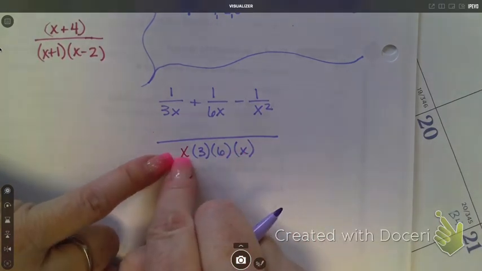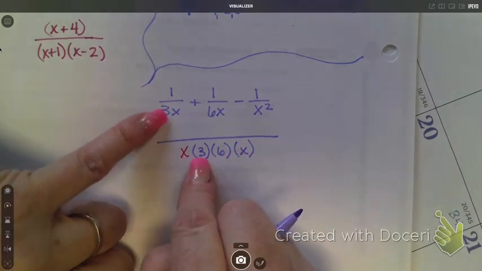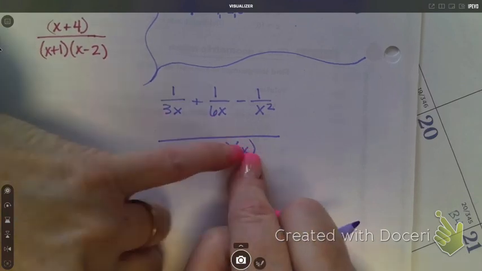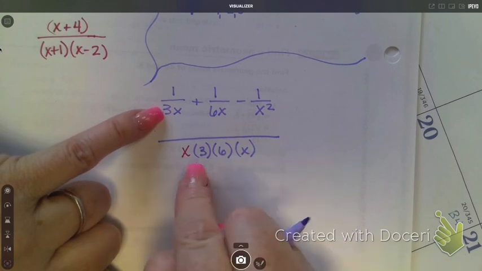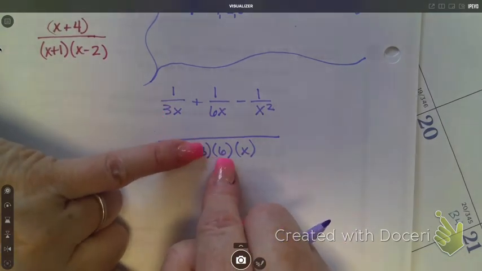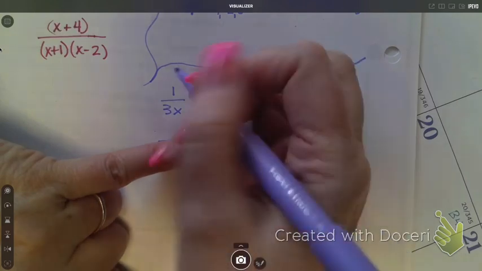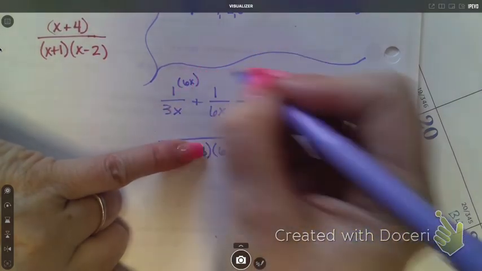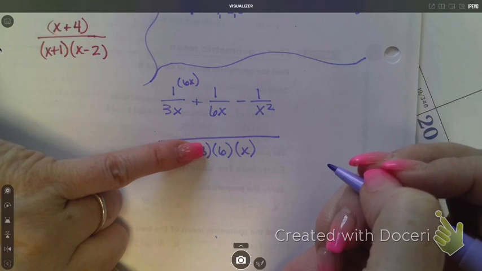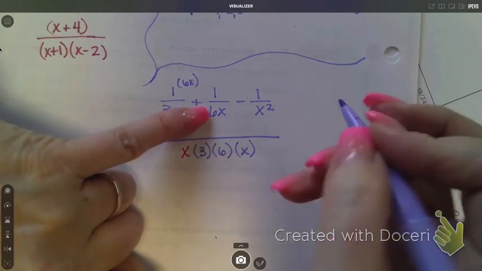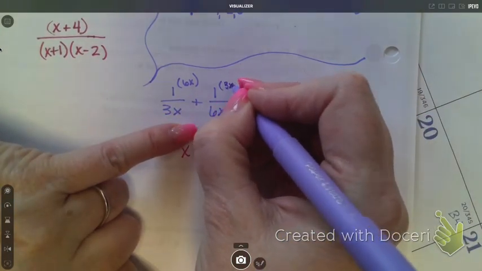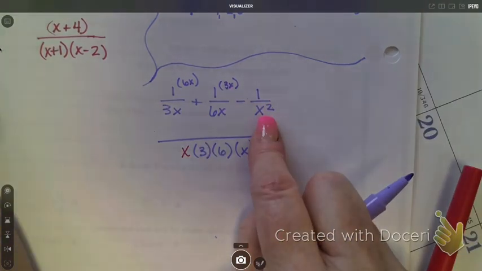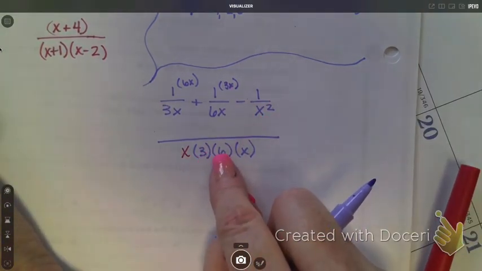So if I distribute this red x, do I get 3x? Do I get 6x? Yeah. And do I get x squared? Yeah. So I have to multiply by what it doesn't have. This one has an x and a 3. So what doesn't it have? A 6x. So I can multiply this by 6x. It doesn't have a 3x. So I have to multiply by a 3x. And what about x squared? 3 times 3 times 6, which is 18.